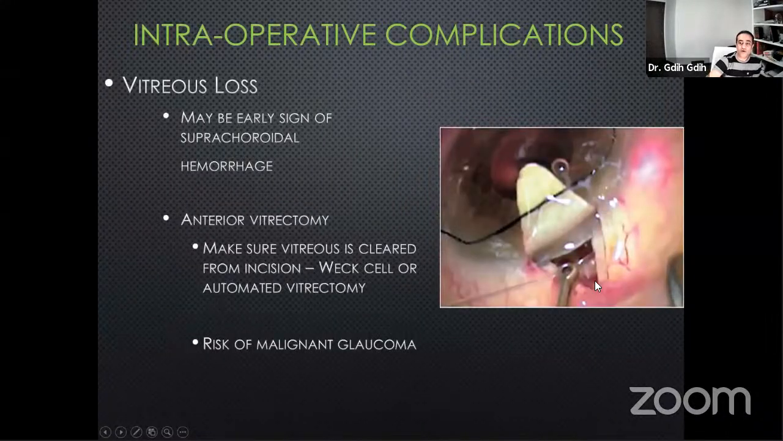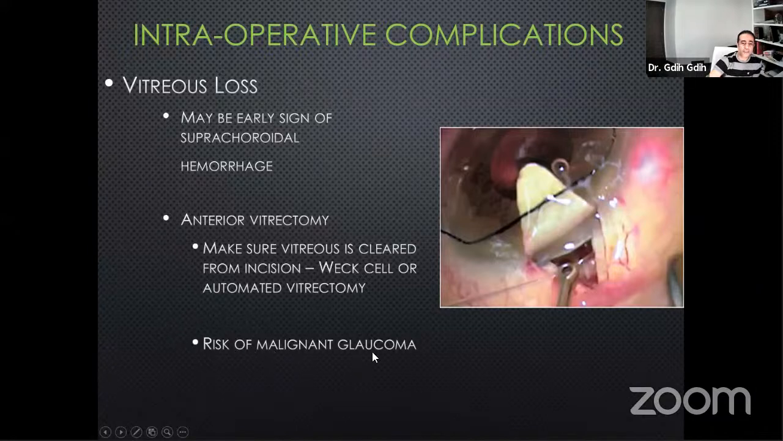Vitreous loss. Sometimes when you finish the trabeculectomy part of the surgery, you see vitreous loss. This could be an early sign of suprachoroidal hemorrhage. So be attentive to that and always use your Weck-Cel to wipe and see if there is any vitreous, because that could indicate pressure from behind, especially in those who are pseudophakic.